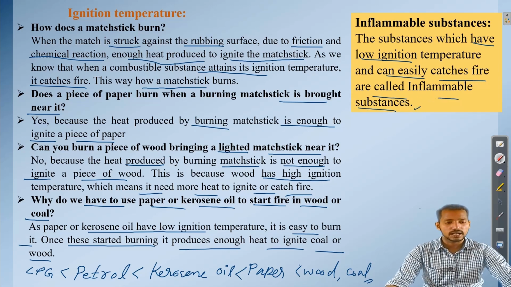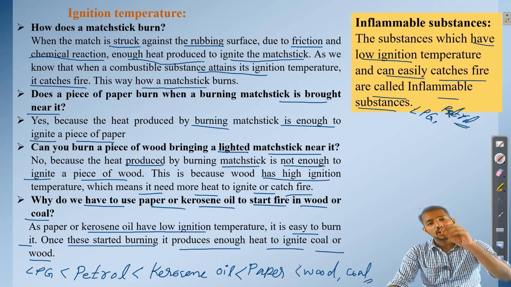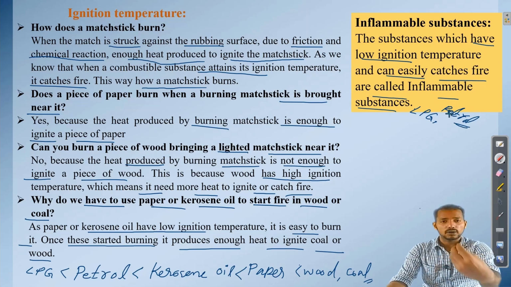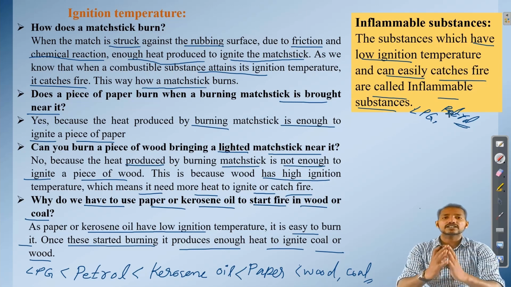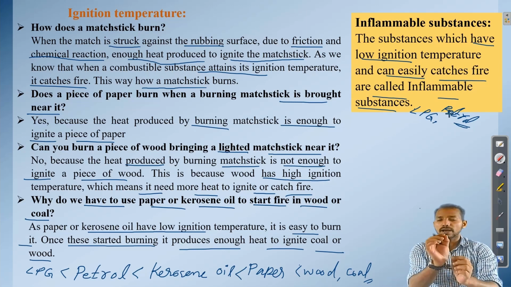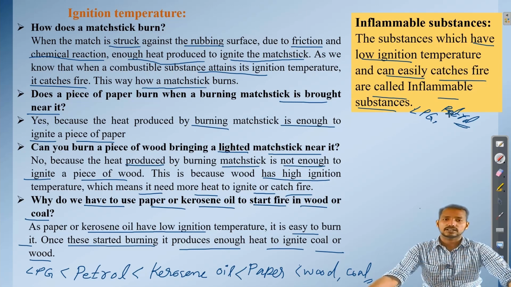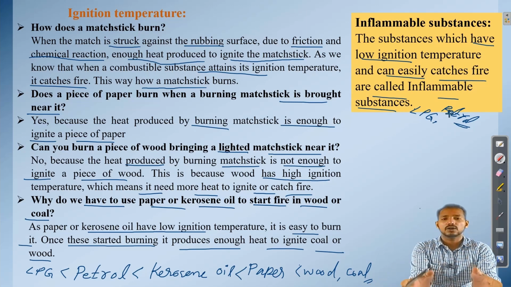Like LPG. LPG is an inflammable substance. Petrol. These all are inflammable. Those substances have low ignition temperature. If they have low ignition temperature, then they can catch fire easily, even by a spark or burning matchstick. That's enough. Clear? So this is all you need to understand regarding ignition temperature.